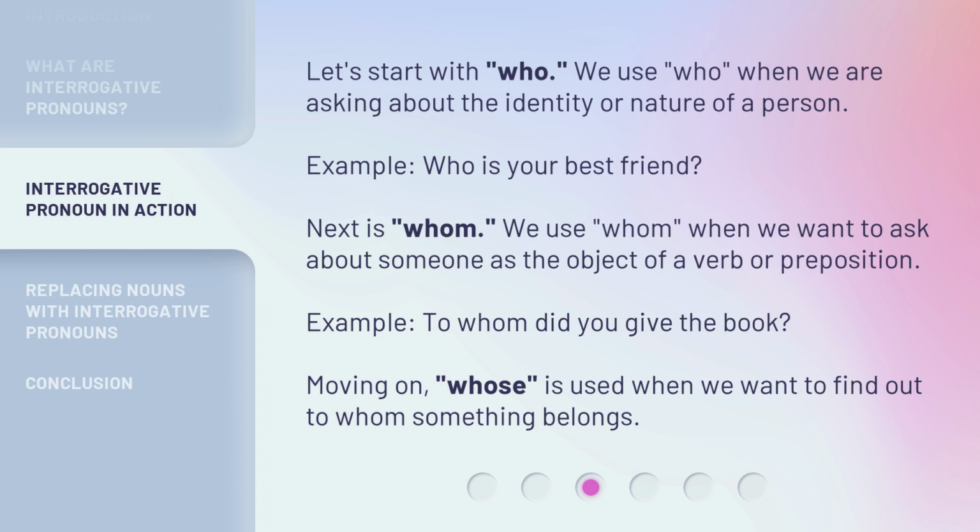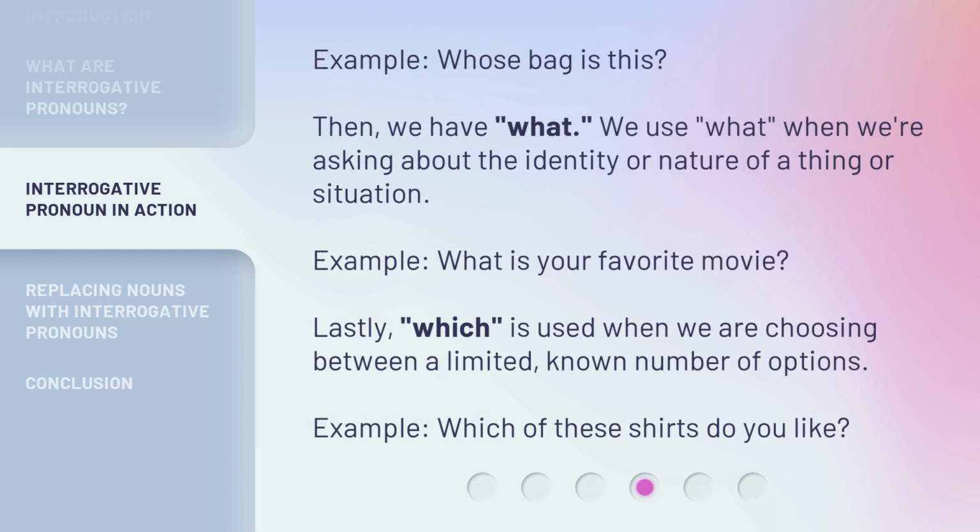Moving on, whose is used when we want to find out to whom something belongs. Example, whose bag is this? Then, we have what. We use what when we're asking about the identity or nature of a thing or situation. Example, what is your favorite movie?